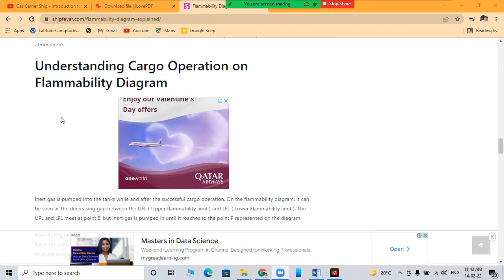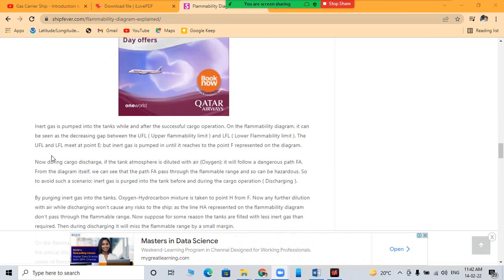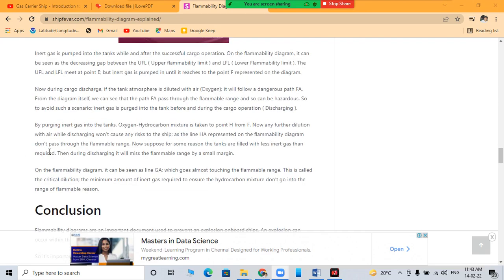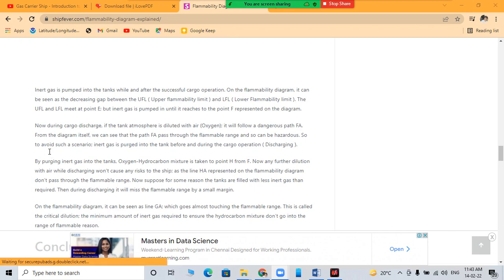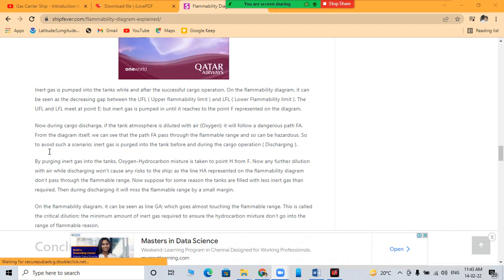So, understanding the cargo operation on the flammability diagram. Inert gas is pumped into the tank while and after the successful cargo operation. On the flammability diagram, it can be seen as the decreasing gap between the UFL, the upper flammability limit, and the LFL, that is the lower flammability limit. The UFL and LFL meet at point E, but the inert gas is pumped in until it reaches point F represented on the diagram.